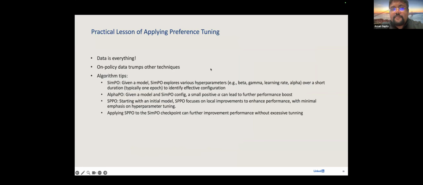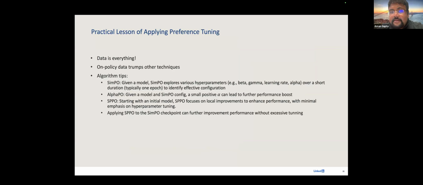So just to summarize, what are the practical lessons of applying preference tuning? Data is everything. You want your data to be as high quality as possible. On-policy data trumps everything else, just like distillation. Even in preference tuning, on-policy data is everything. And here are some specific algorithm tips. If you're using methods like SimPO, then you need to tune hyperparameters. That's very, very important. These methods are sensitive. You need to tune them.